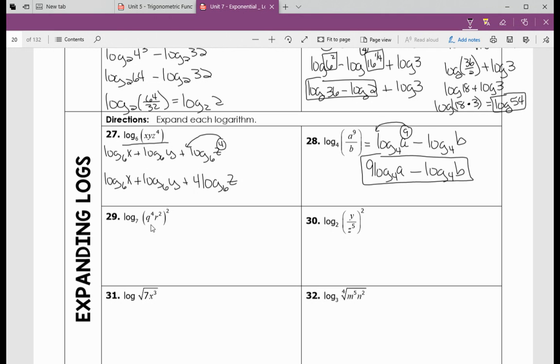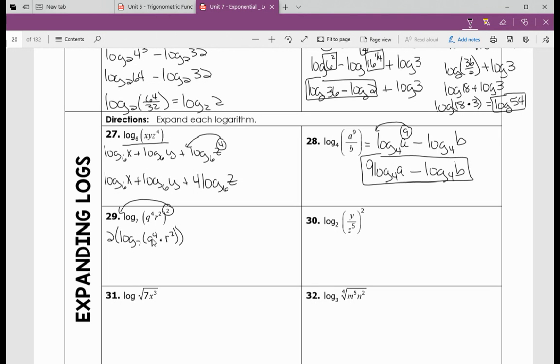Now in this problem, I have this power, which needs to be moved out to the front. So 2 times log base 7 of q to the 4th times r squared. So I dealt with my power property first.